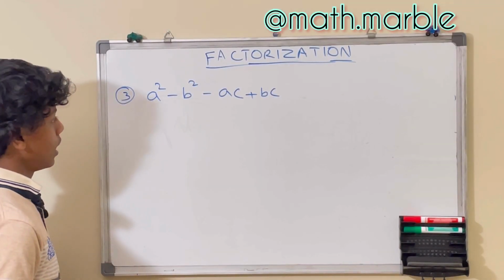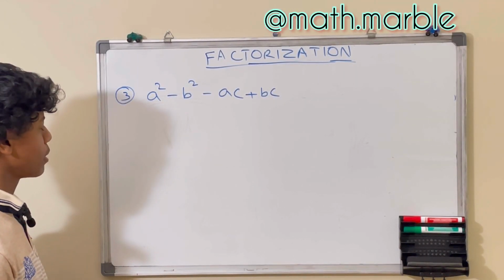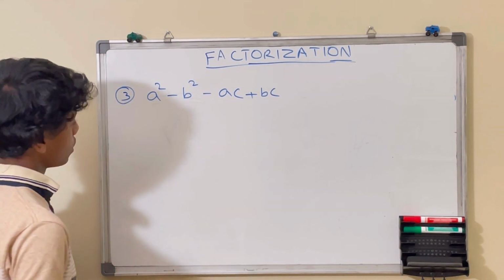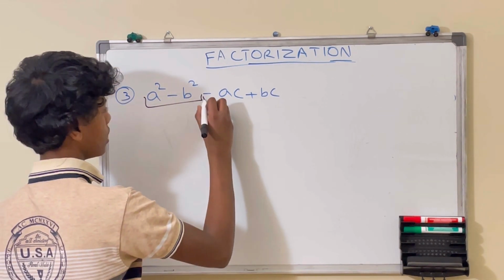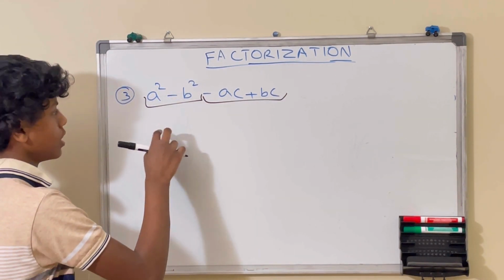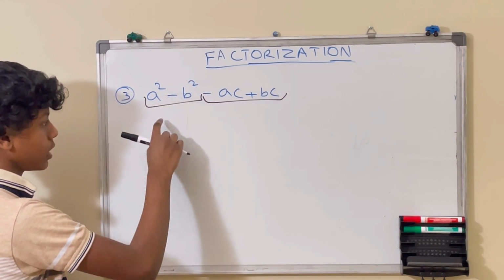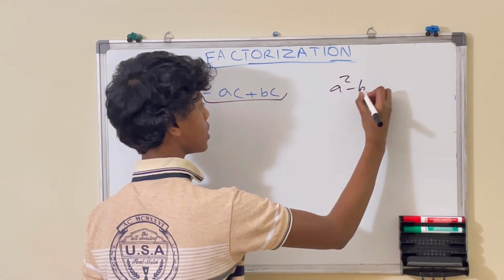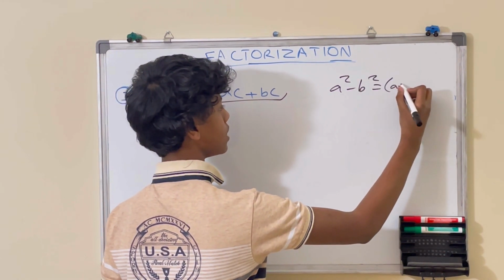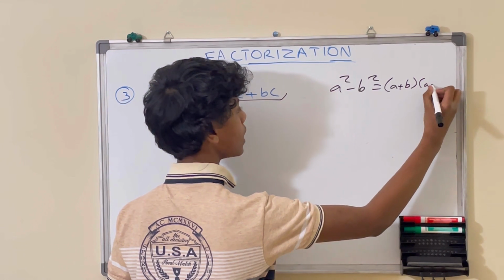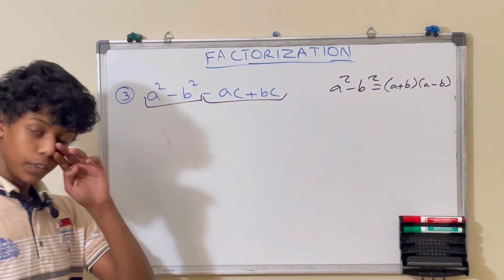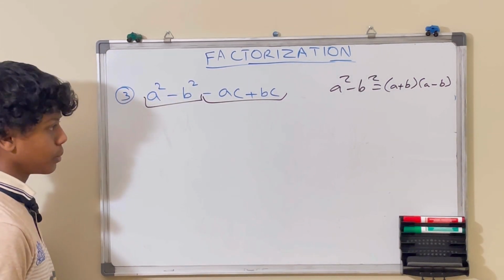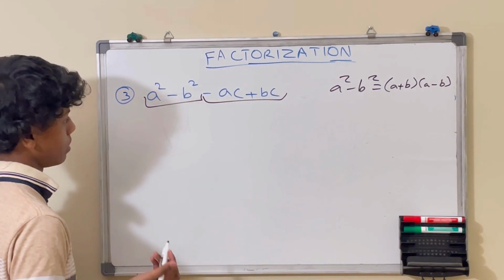Question 3. a squared minus b squared minus ac plus bc. So here again, we can split this into 2 terms. This as one term and this as one term, because if you remember from part 1, you'd know that there's a formula for this. a squared minus b squared equals a plus b times a minus b. Now, if you look at part 1, you'll understand this more and see some questions about it. So it's recommended that you watch part 1.